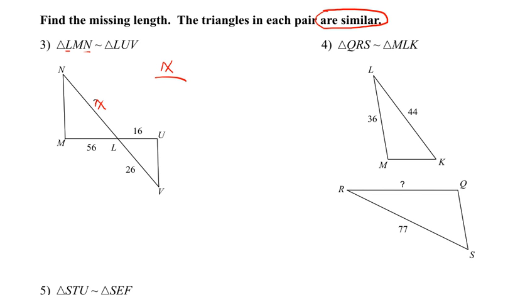So over here, I'm going to look at my first letter and my last letter. What's between L and V? Well, here's L and V. 26 corresponds to the X. Now I'm going with the big triangle on top and the small triangle on the bottom. So the other number from my big triangle is 56.